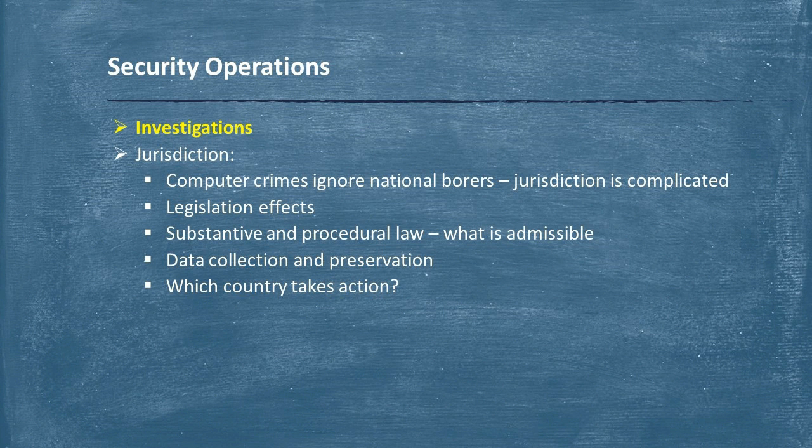Sitting at one place, the person might have committed a crime at another place, in another country. So it is a complex one: jurisdiction, substantive and procedural laws. What is admissible? You have to find out. Data collection, preservation. Who will take action? Which country should take action? That is what I was referring to. If a person is sitting in one country and trying to do damage in another place, which law applies?